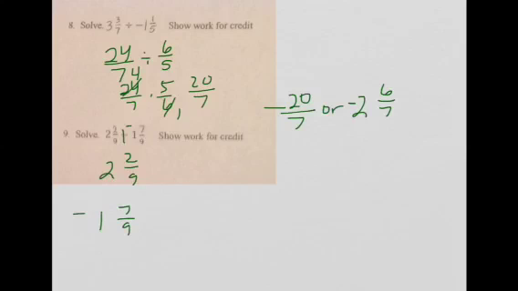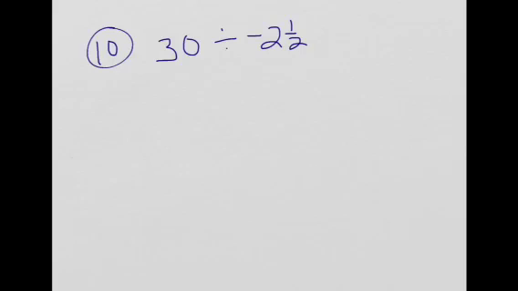And I can't subtract 7 from 2. So I'm going to cross out the 2, make it a 1. And then I'm going to add these two to have 11/9 minus 1 and 7/9 is going to give me simply 4/9.